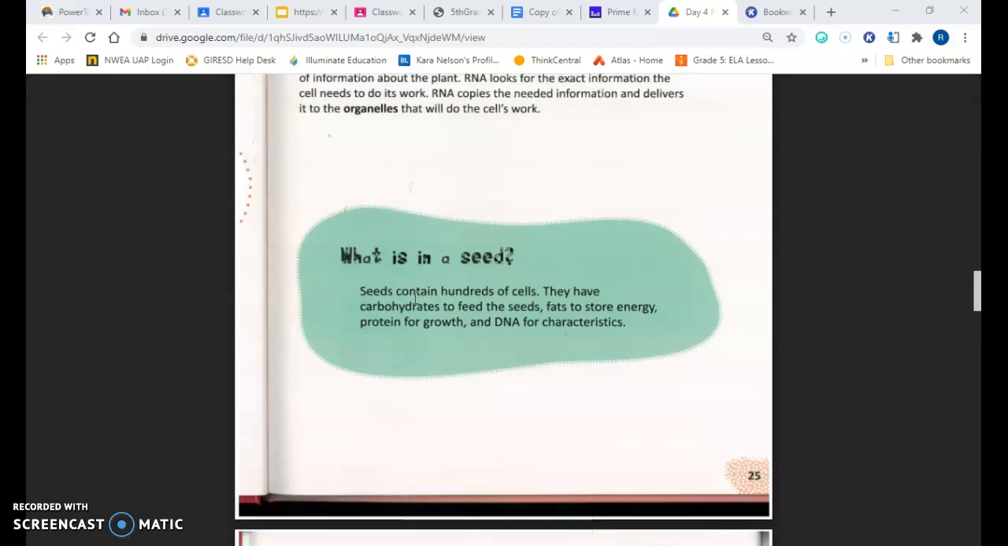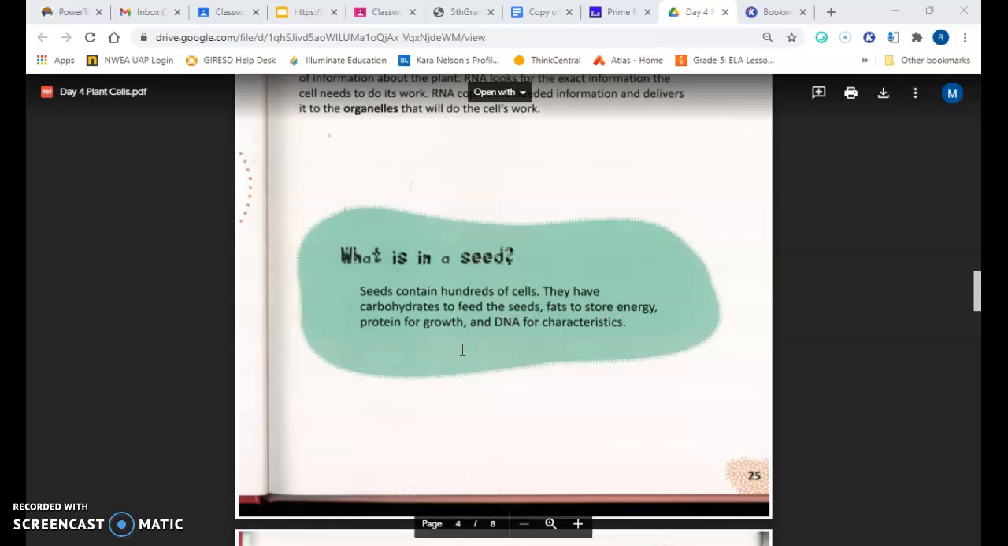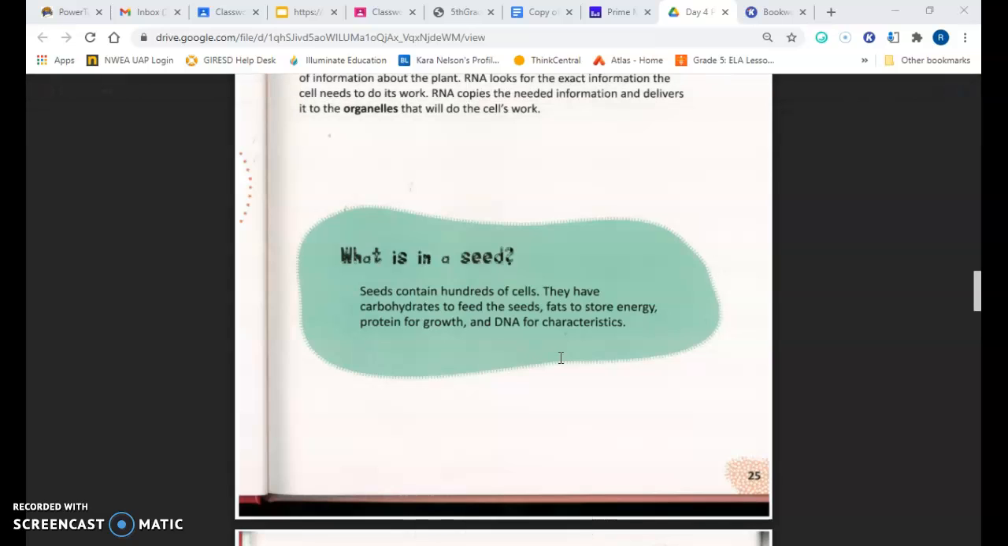So what is in a seed? Seeds contain hundreds of cells. They have carbohydrates to feed the seeds, fats to store energy, protein for growth, and DNA for characteristics. So I can synthesize here. Seeds for plants contain cells that feed a growing plant and DNA so that it has a plan for developing.